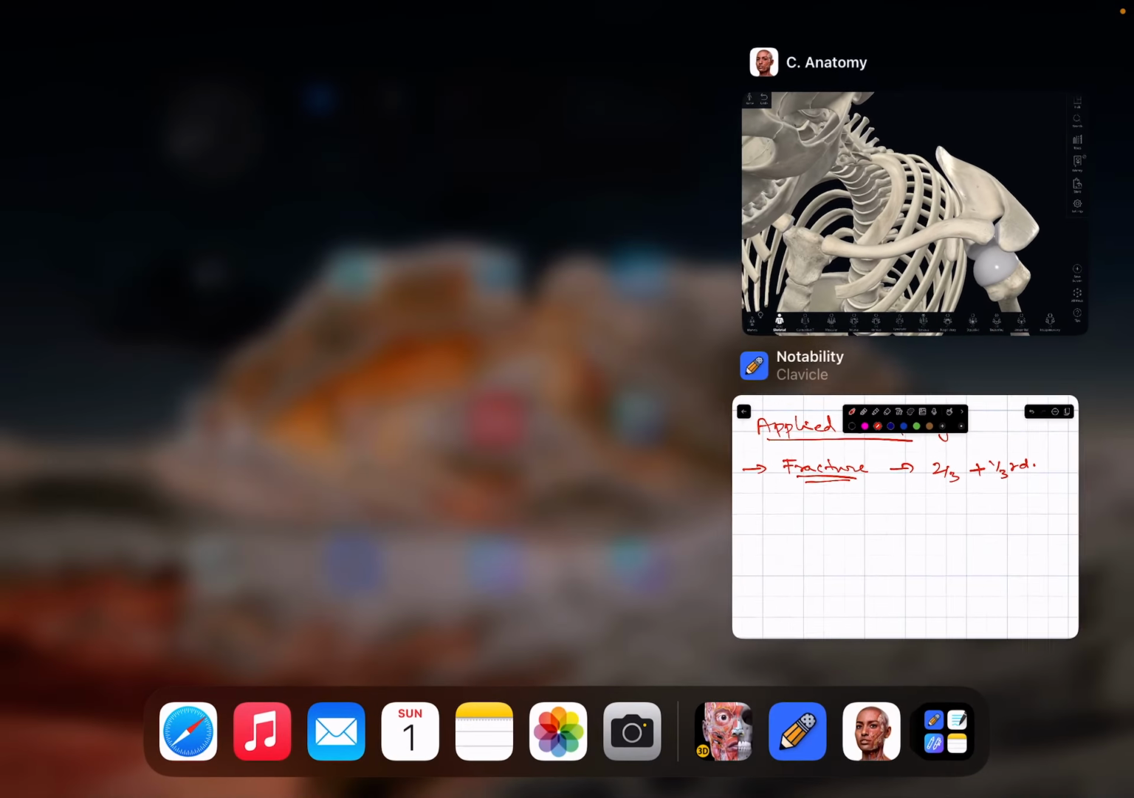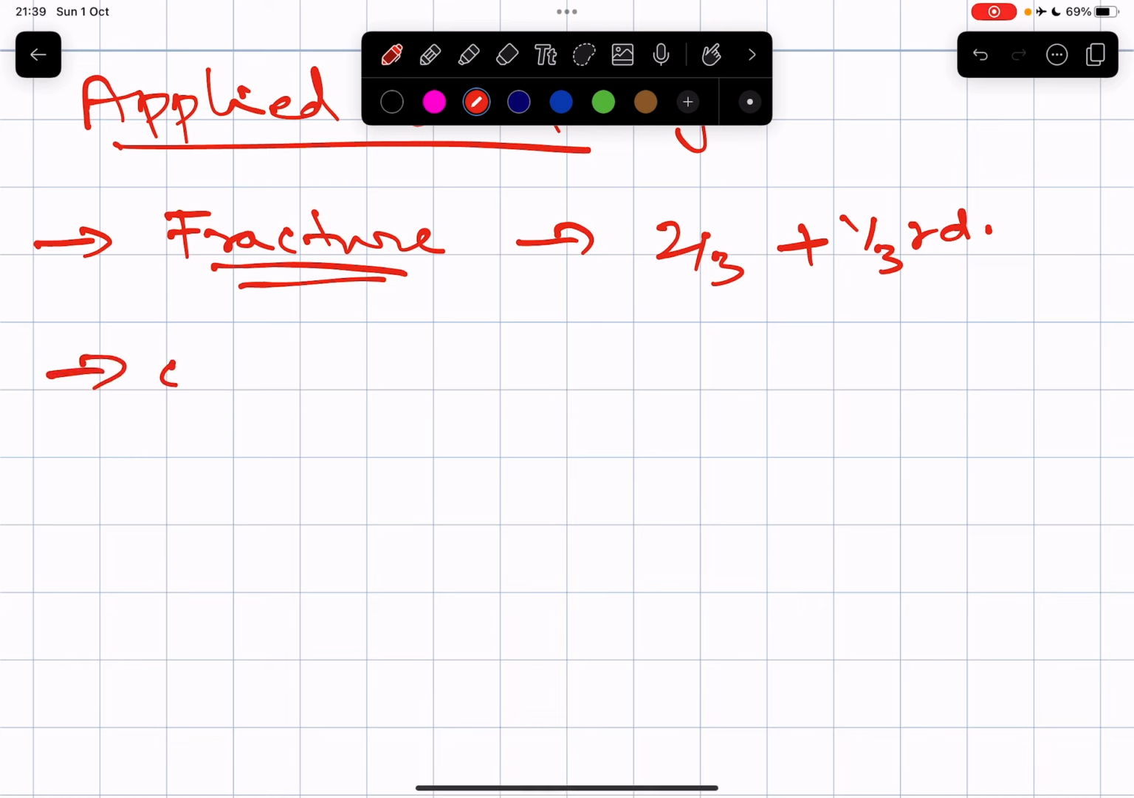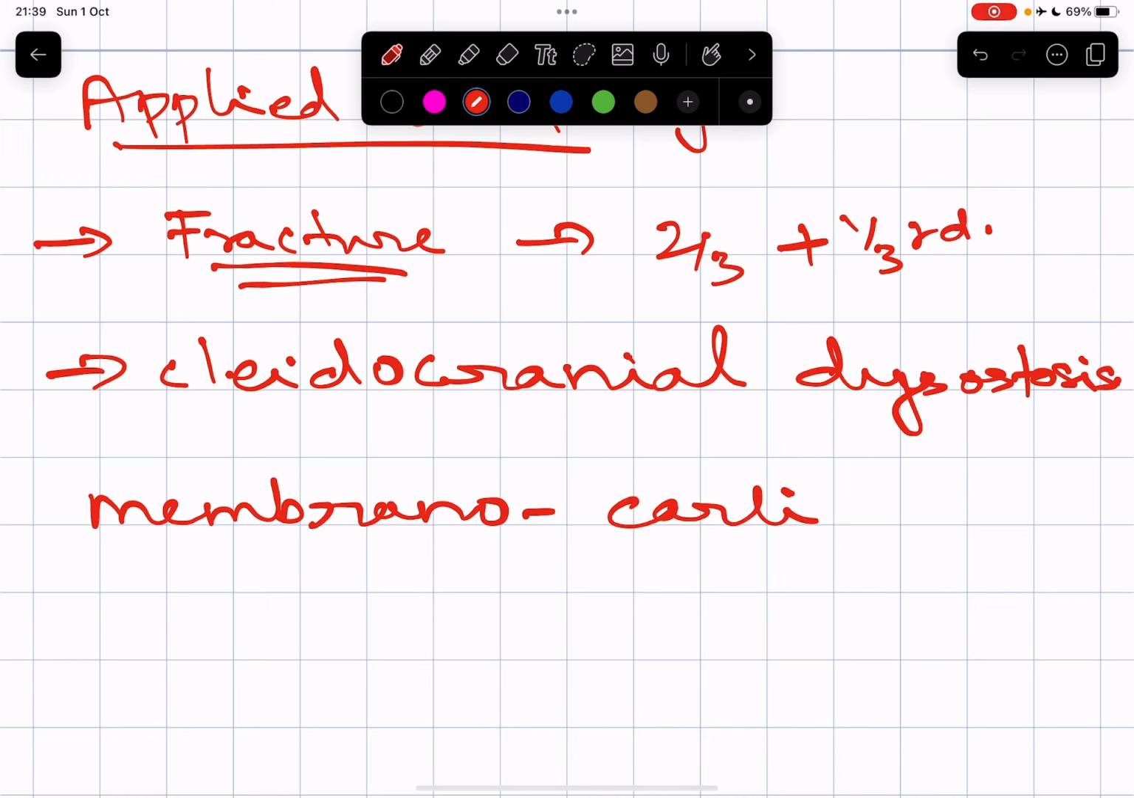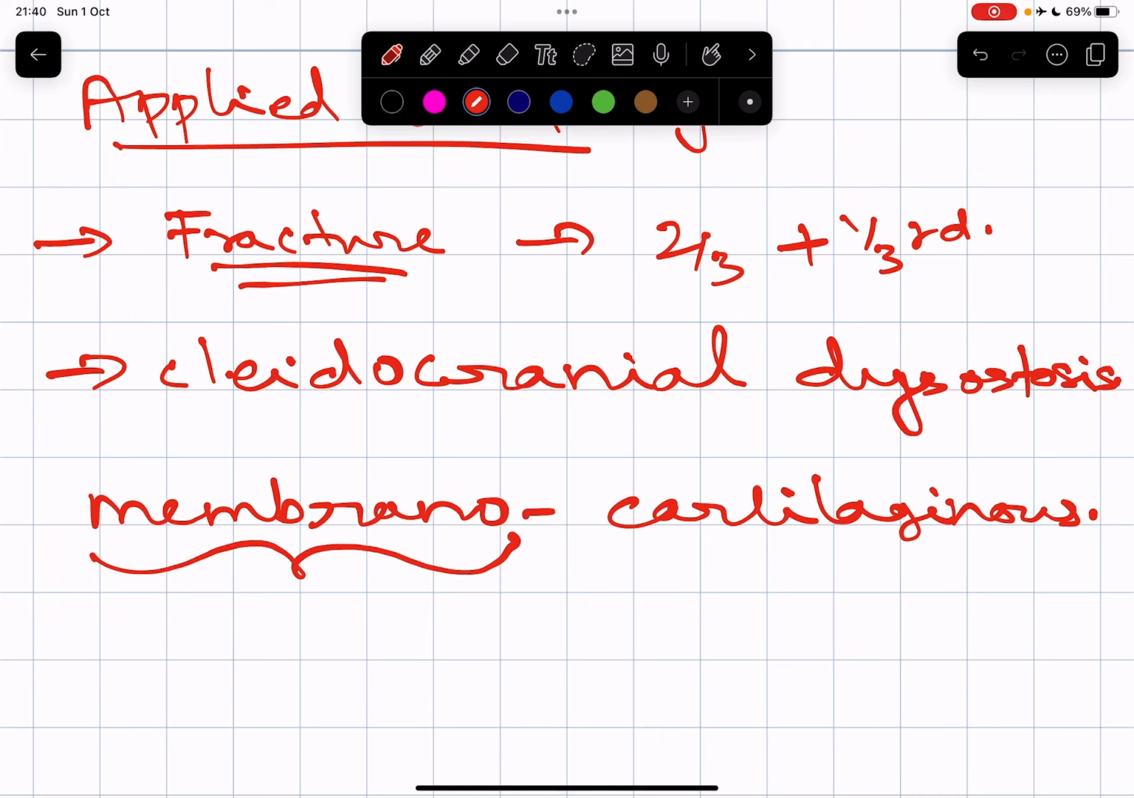Then there is something called cleidocranial dysostosis. What is dysostosis? There is something wrong with the ossification of the clavicles. Now we know that the clavicle is a bone that is partly developed in membrane and partly developed in cartilage. So it is a membrano-cartilaginous bone. Most of the clavicle develops in the membrane, and a small part of it develops in cartilage. So it is a membrano-cartilaginous bone.